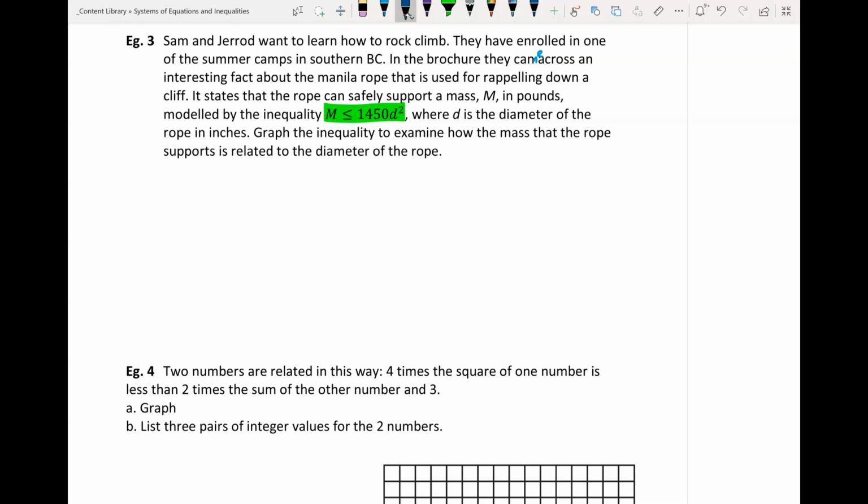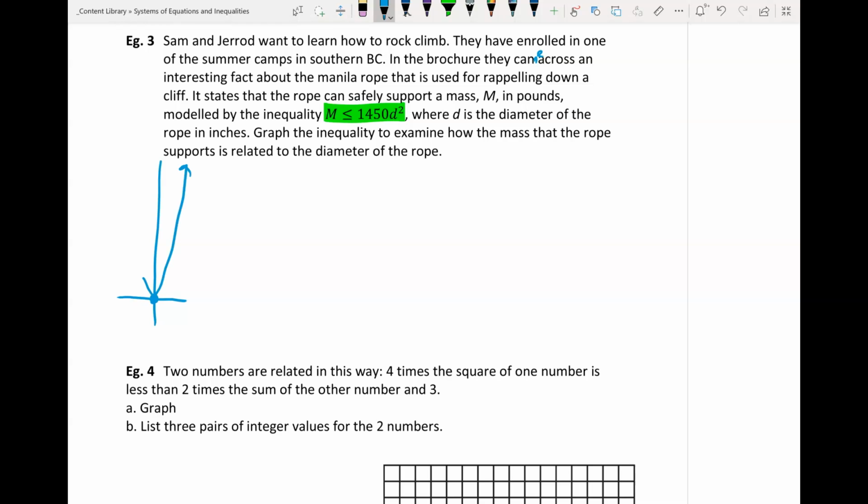and if you take note of our a value, which is 1,450, this is going to make our quadratic very narrow. So when we graph this out, we're just going to do this approximately, just because we know it's going to be very narrow. We have a vertex at (0, 0).